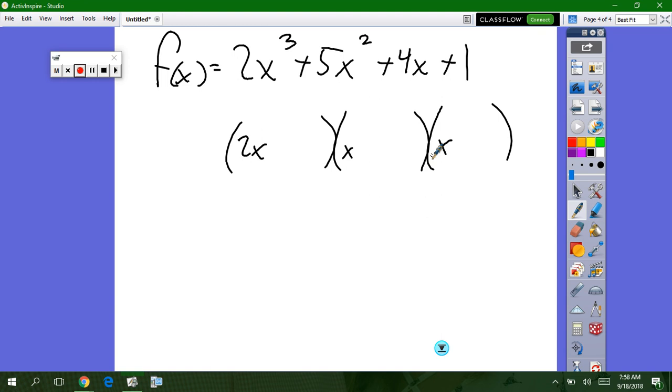Okay, what about all these on the end? What are they going to be? 1. Now, I could have a negative 1, a negative 1, and a positive 1, couldn't I? Or I could have a plus 1 here, a negative there, and a negative there. Or I could have a plus 1, plus 1, plus 1 as well. Everybody see that idea? Okay.